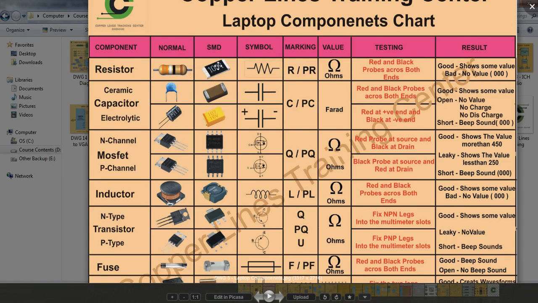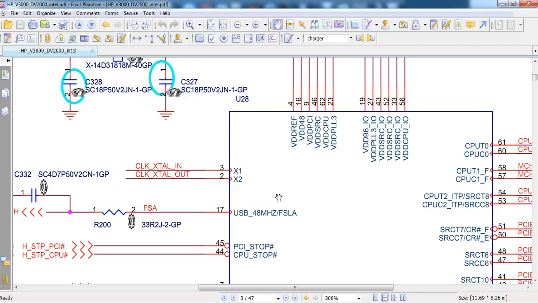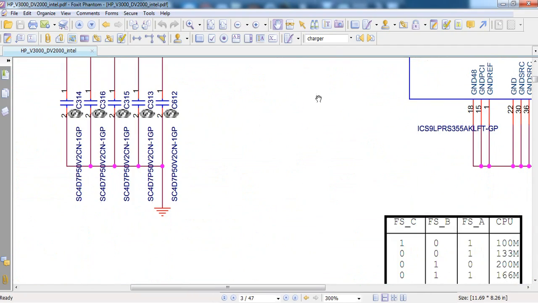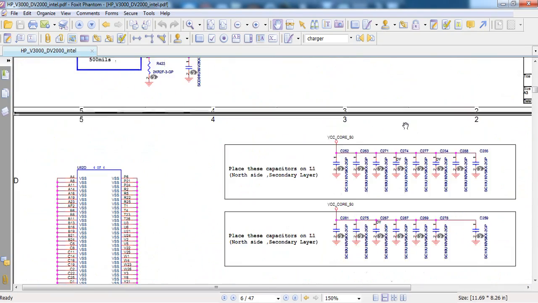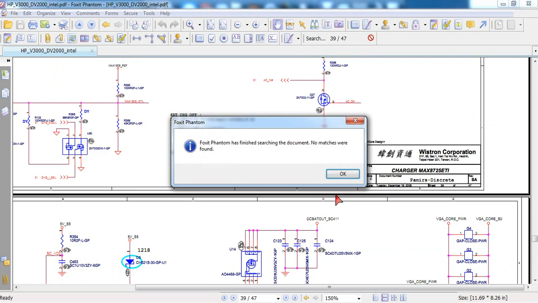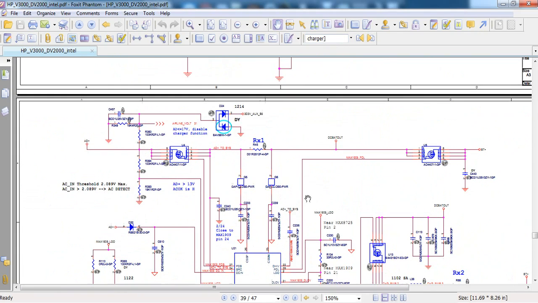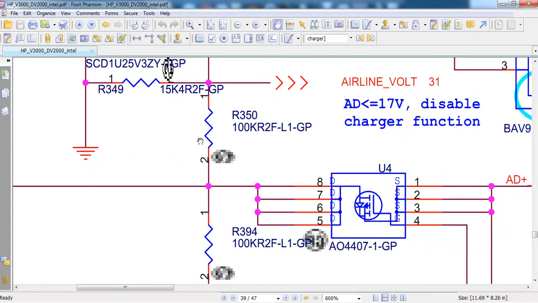This is SMD. The function of these two components is the same. These devices are called surface mount devices. The symbol is like this. If you see the block diagram, the schematic diagram, you can easily understand. This is the resistor symbol.